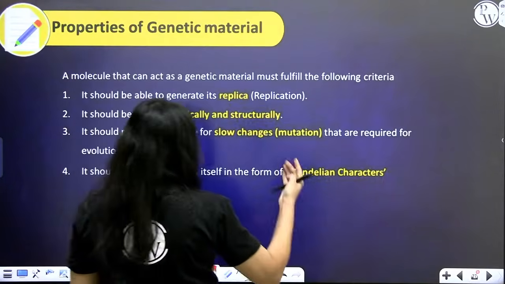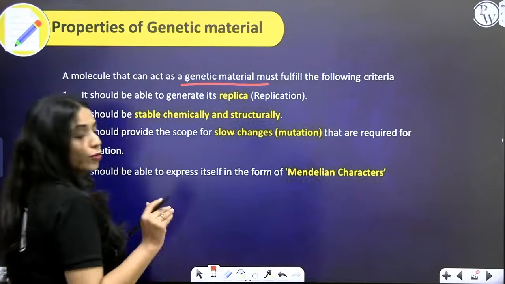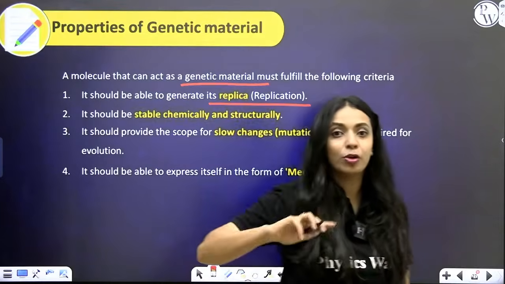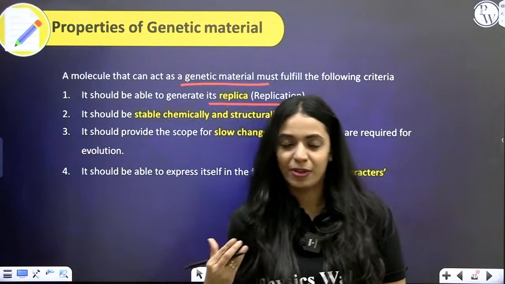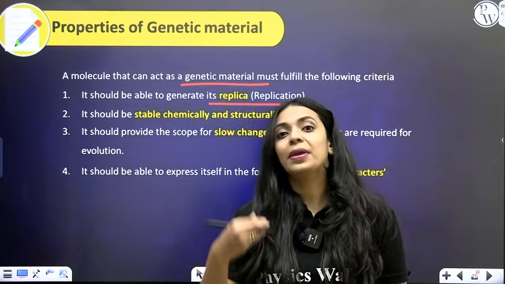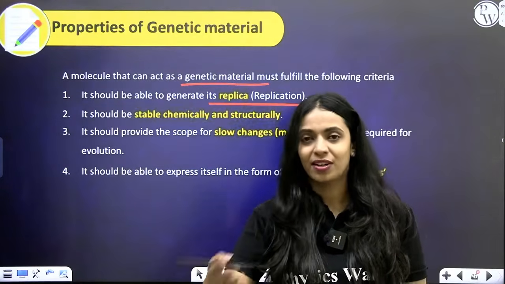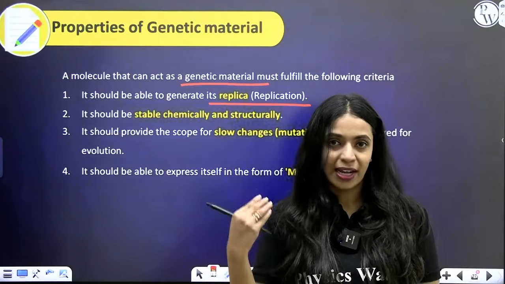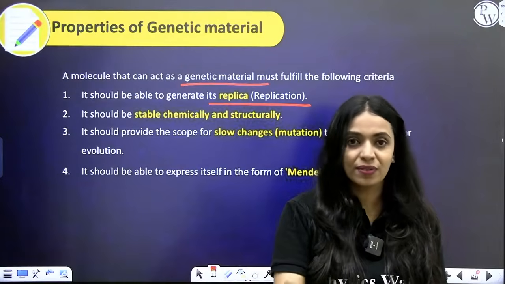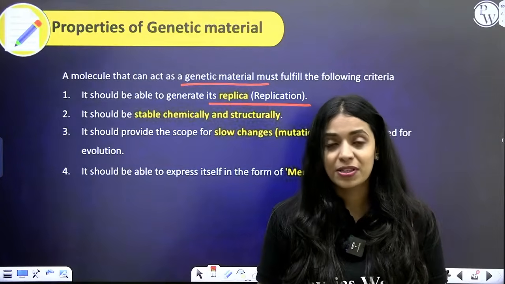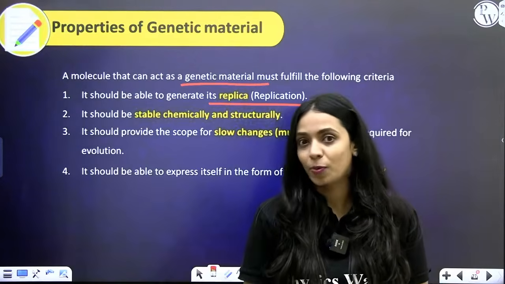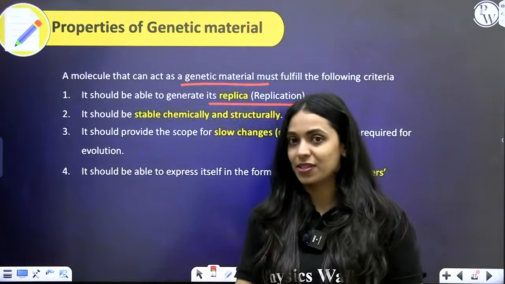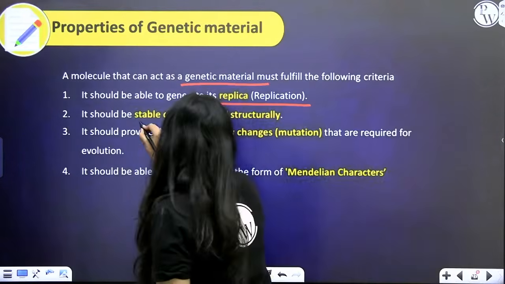A molecule that has to act as the genetic material should fulfill a couple of criteria. There are 4 criteria. Firstly, it should be able to generate its replica, it should be able to make a copy of itself. Now, I have some information in my genetic material. If I should be able to transfer it to the next generation, to my children, I should be able to make a copy of itself and then pass it on. It's not like I will cut out a little bit of information and pass it on to the next generation. Unless it's able to make a copy of itself, transmission of genetic information will not be possible. So if a molecule has to act like a genetic material, it should have the ability to make copies of itself, right?